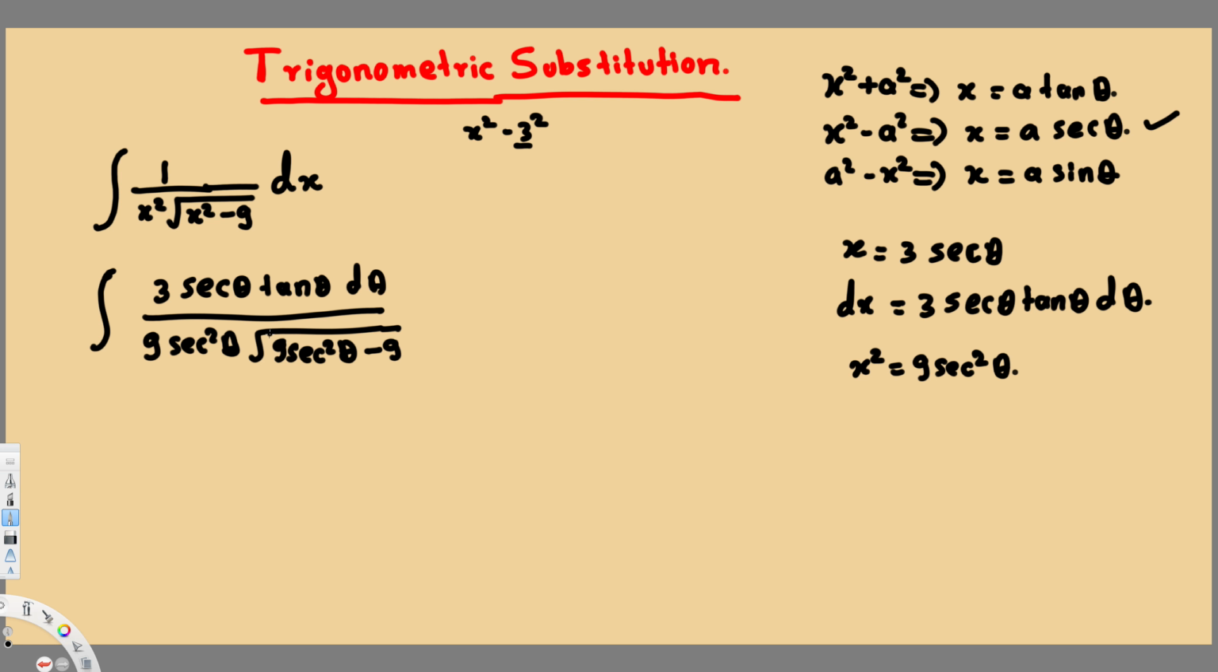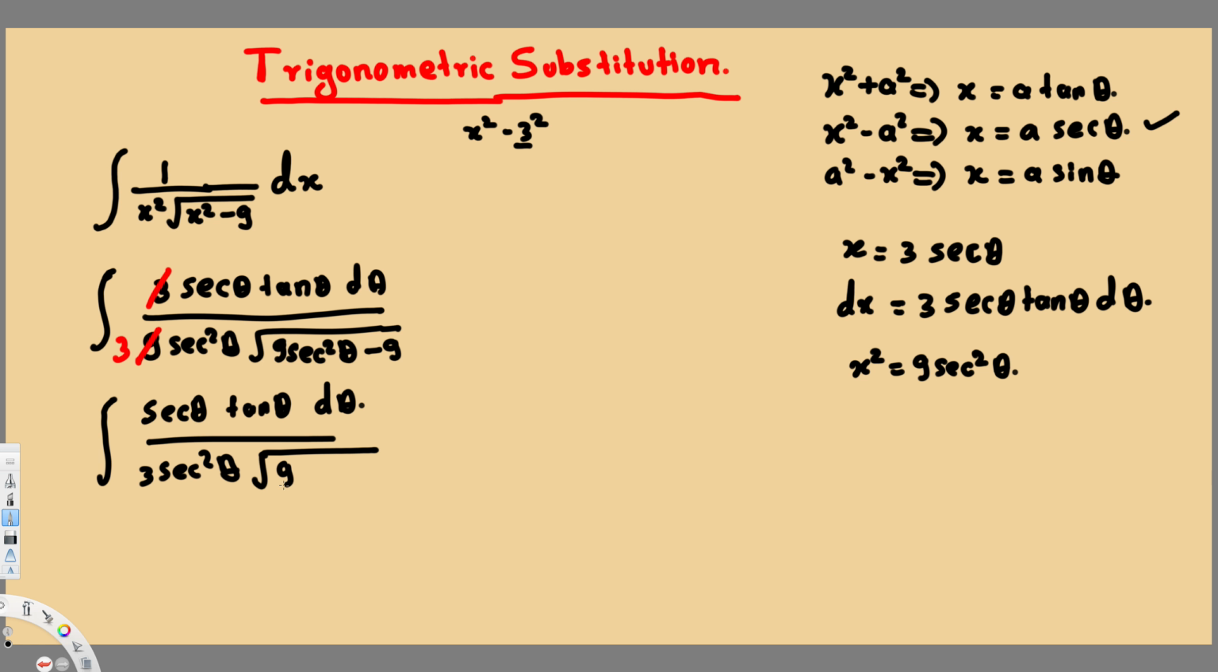And the first thing we have to try to do in this kind of problem is to get rid of this square root, right? To get rid of this one, the first thing we can do is take the 9 common, but before I do that, I can cancel some of this thing right here. This is going to be 3. And now let's try to get rid of this one. So here we are going to have sec theta tan theta d theta on top, and in the denominator we have 3 sec square theta, and if I take 9 common, this is going to be sec square theta minus 1, right?